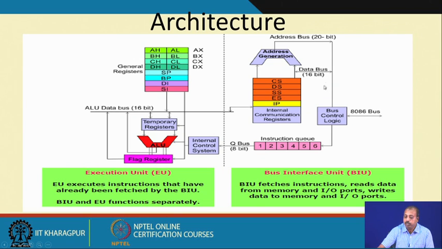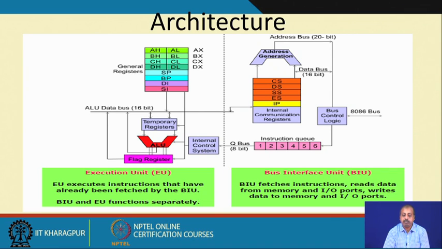Sometimes the data bus is also connected here, because we may need to do some operation on the data that is coming from the data bus, some computation related to the address. That is why it is connected there. Otherwise, from this instruction queue, the instructions come to the internal control system, the other part of this architecture, which is the execution unit.